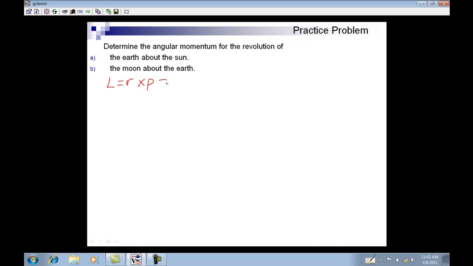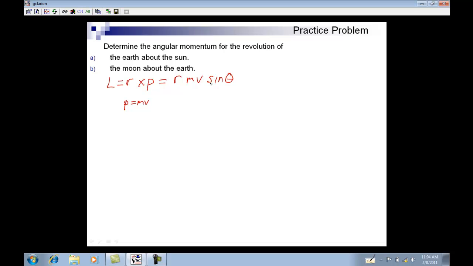So the other way we could write this is that, since momentum on its own is mass times velocity, I can write the momentum as the mass times the velocity. And then I'm going to put the sine of theta.